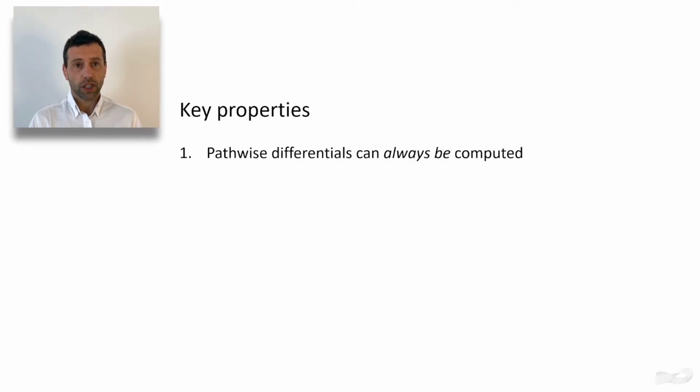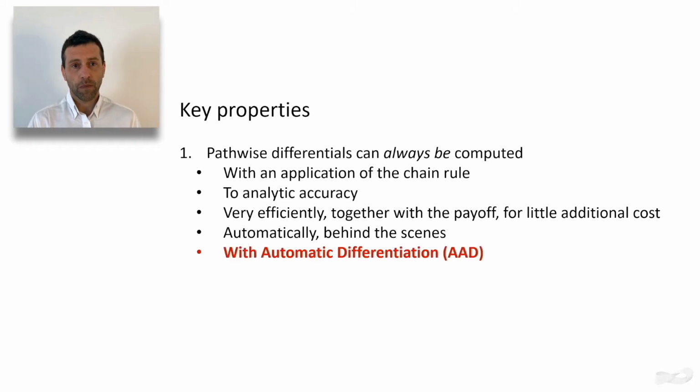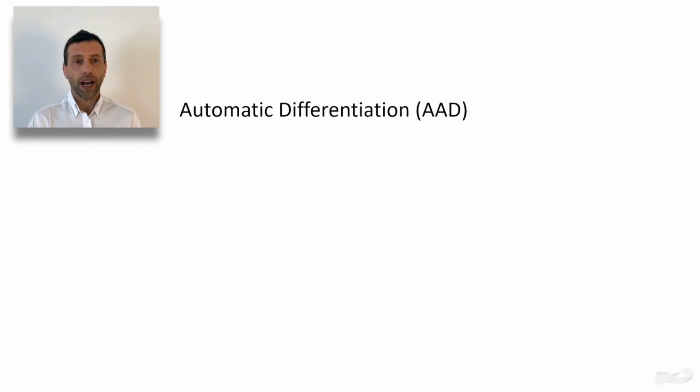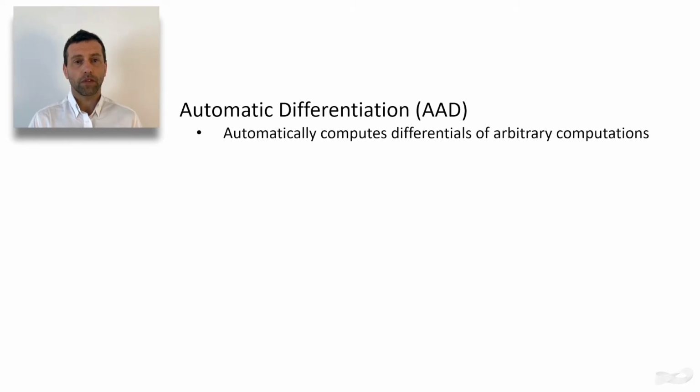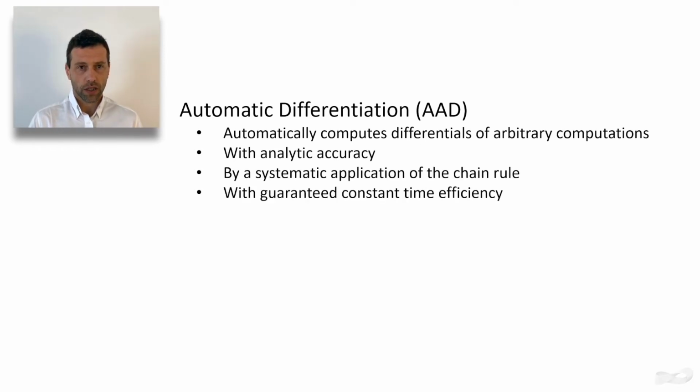First, the pathwise differentials can always be computed with an application of the chain rule to analytic accuracy and very efficiently together with a payoff for very little additional cost. And we don't need to compute it by hand for every combination of transaction and model like we just did in Black-Scholes. Automatic adjoint differentiation, or AAD, is an algorithm capable of performing this computation automatically behind the scenes by a systematic application of the chain rule, and with guaranteed efficiency of constant time regardless of the number of differentials.